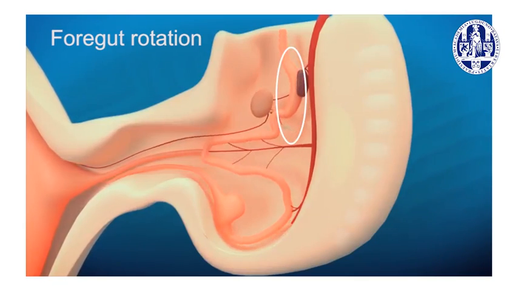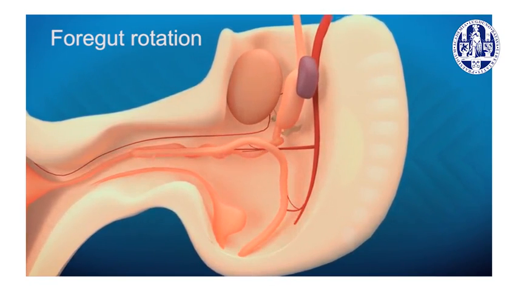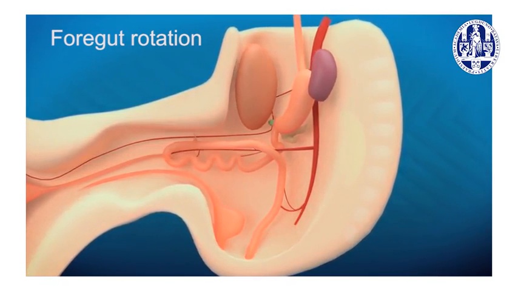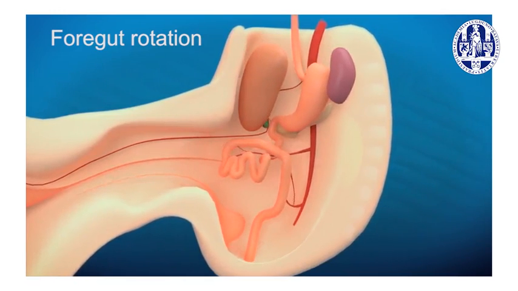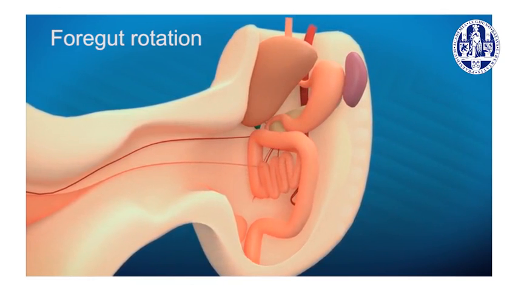You have learned that the abdominal part of the foregut will develop into the distal part of the esophagus, the stomach and the duodenum. Please remember that also the liver, gallbladder and pancreas develop from the foregut.